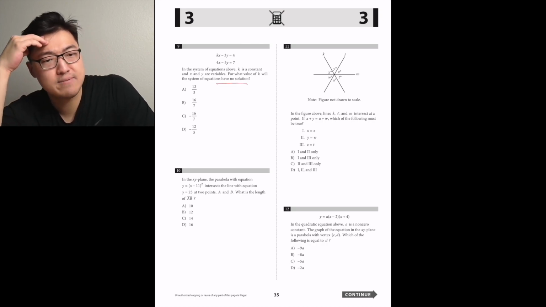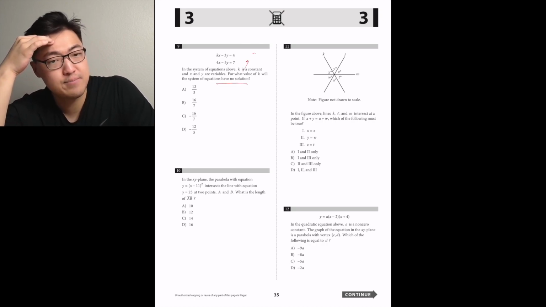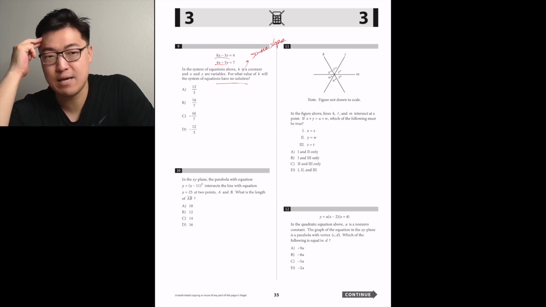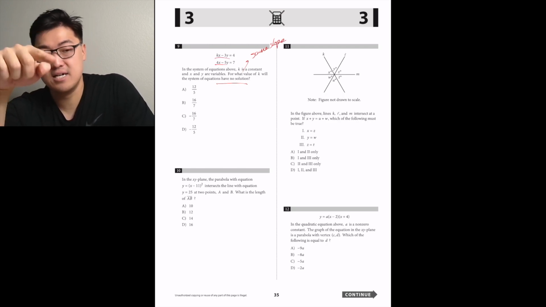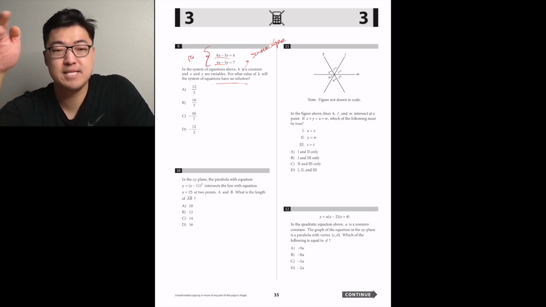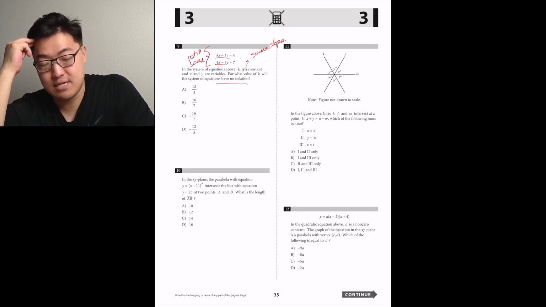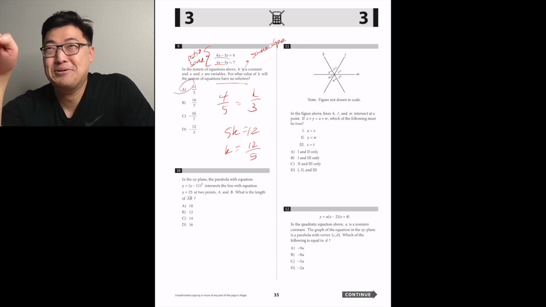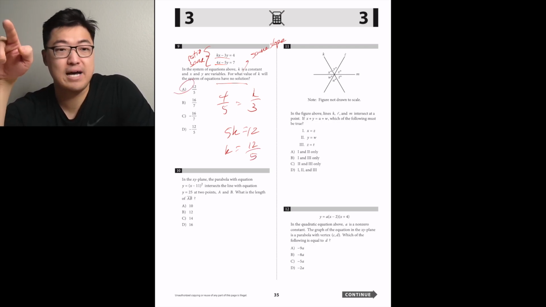9. In the system of equations below, k is a constant, x and y are variables. For what value of k will the system of equations have no solution? That means the slopes are the same, which means the left-hand sides of these equations should match and their ratios should be the same as well. So 4 over 5 should equal k over 3. If 4 over 5 equals k over 3, then you'll have 12 is equal to 5k, so k is 12 over 5. A.